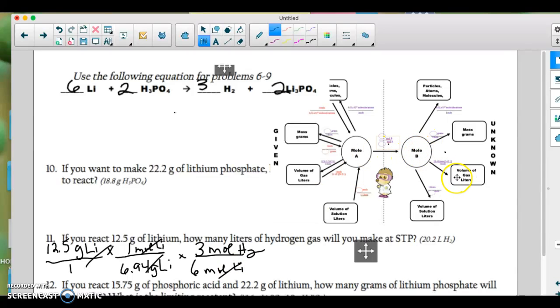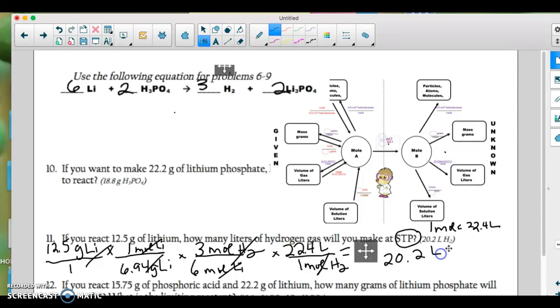Now I'm going to do that new step where I will use this. STP tells me that 1 mole of any gas is going to take up 22.4 liters. So I'm going to put 1 mole of hydrogen is going to occupy 22.4 liters. And then when I do this calculation, I should get 20.2 liters of hydrogen.